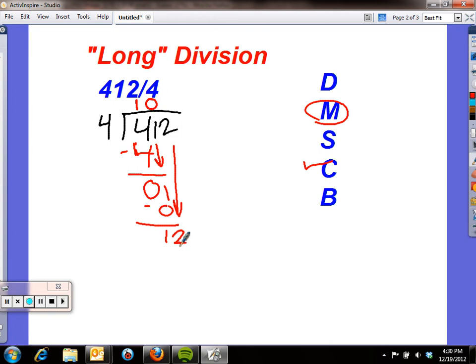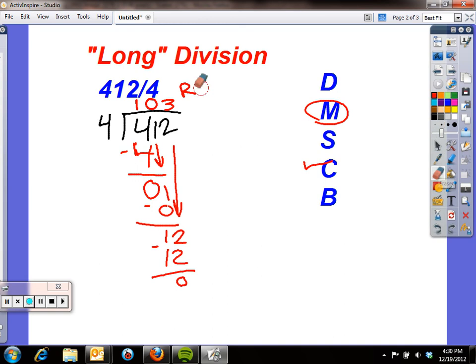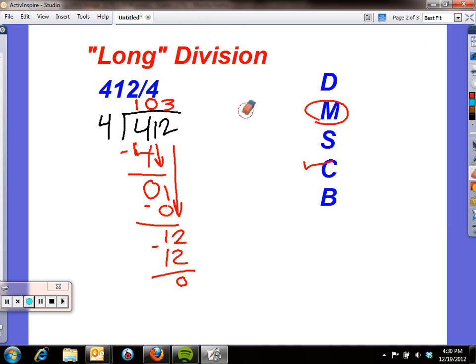Divide. 12 divided by 4 is 3. To multiply that, 3 times 4 is 12. I subtract. 12 minus 12 is 0. I check. Is 0 less than 4? Yep. Bring down. Nothing left to bring down, so I'm done. There's no remainder, so I'm not going to write remainder up here. I don't need it. Okay, so my answer is 412 divided by 4 equals 103.